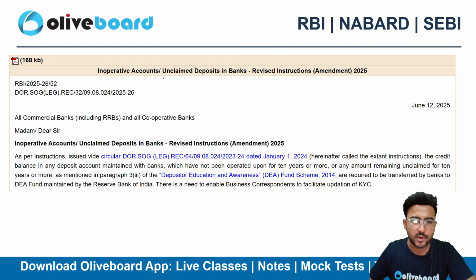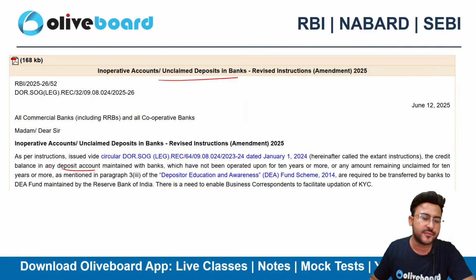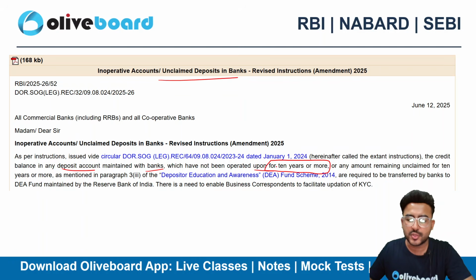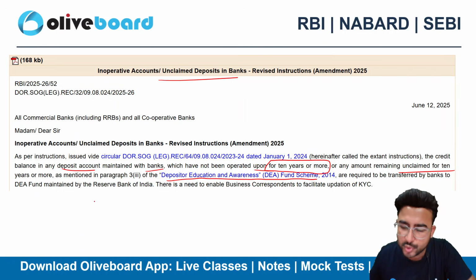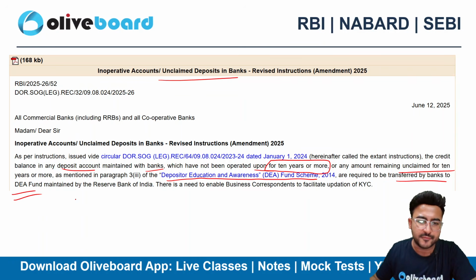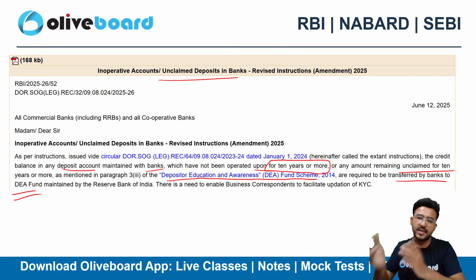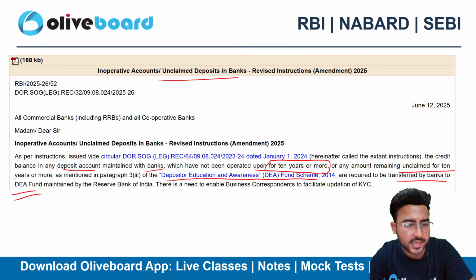Next is inoperative account or unclaimed deposits in the bank. So the credit balance in any deposit account maintained with the bank that has not been operated upon for 10 years or more, or any amount remaining unclaimed for 10 years or more, then definitely under the Deposit Education and Awareness Fund Scheme 2014, it needs to be transferred by the bank to the DEA fund, right? Deposit Education and Awareness Fund में चला जाता है वो, अगर आप 10 साल से ज़्यादा उसको ऑपरेट नहीं कर रहे हो तो.